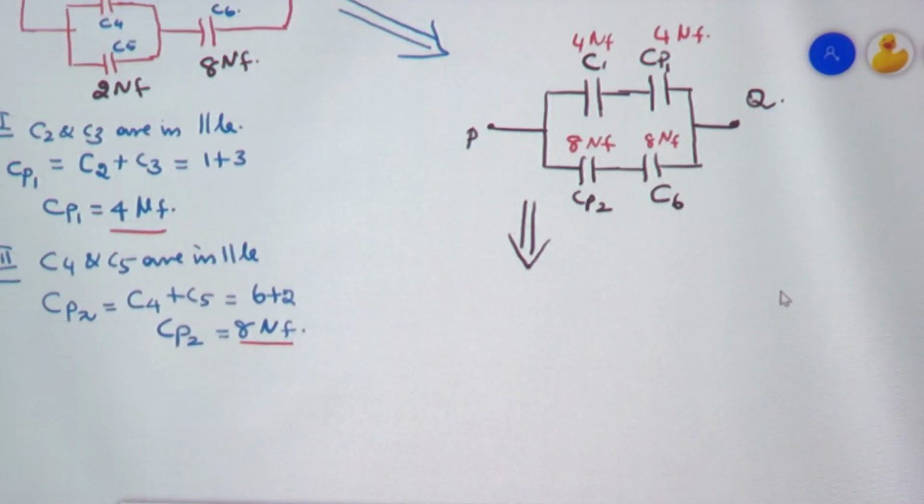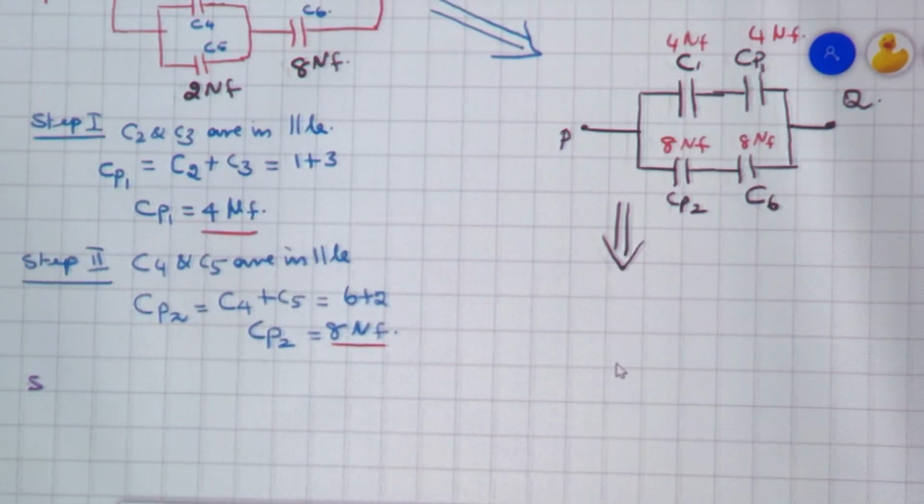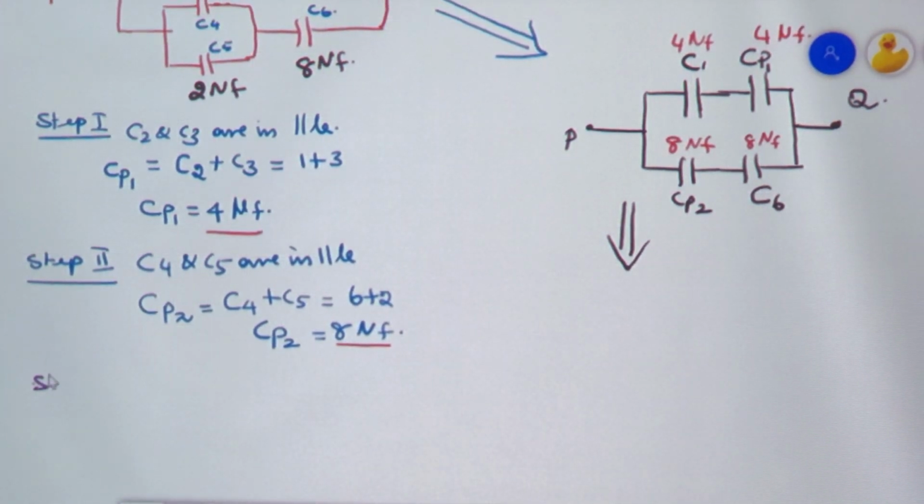Simplify this diagram. In order to simplify this diagram, I am going for the next step. What is the next step? I am considering step number 3. So I am writing step 3. What is step 3? Look at this second diagram. C1 and Cp1 are in series. So I can write C1 and Cp1 are in series.